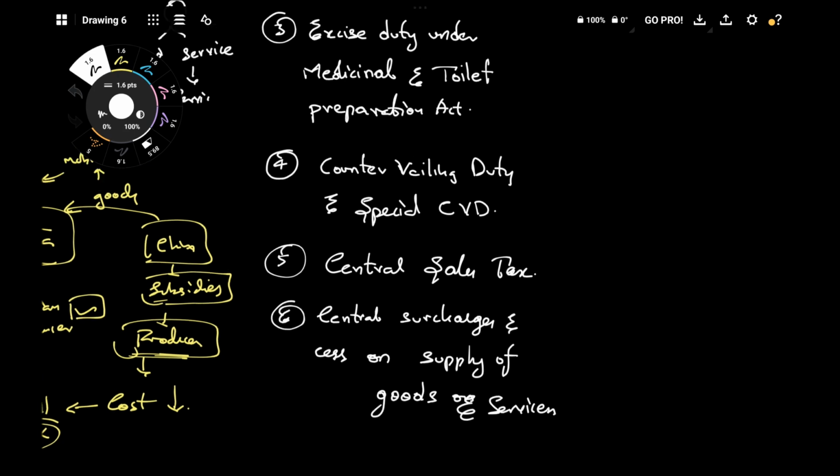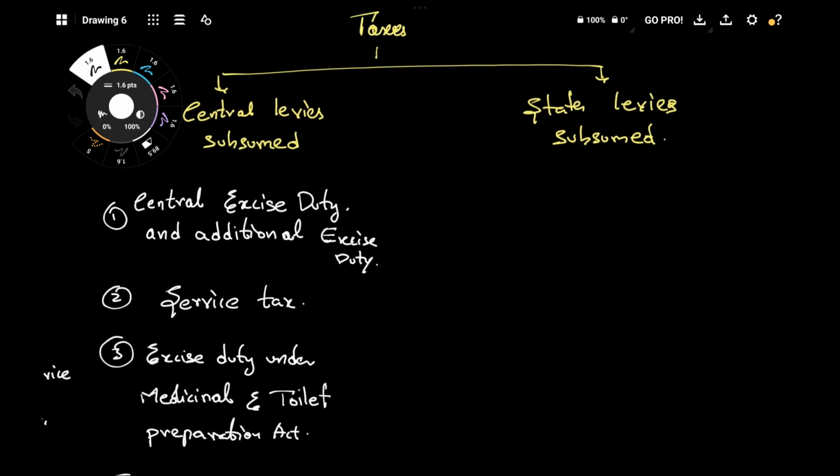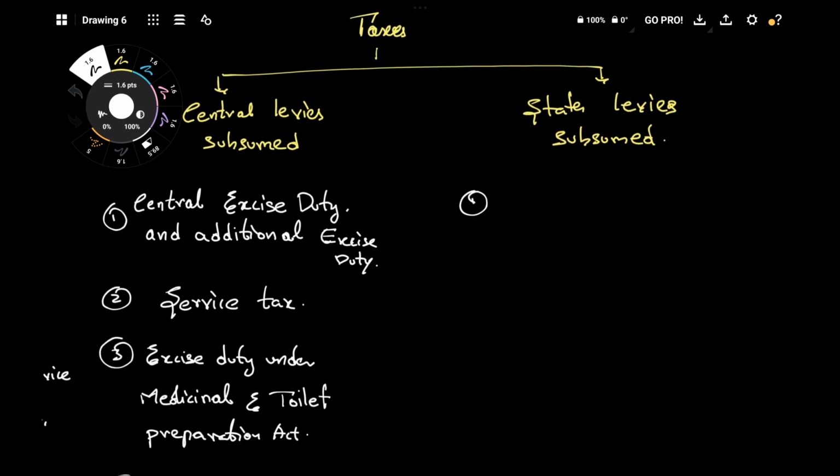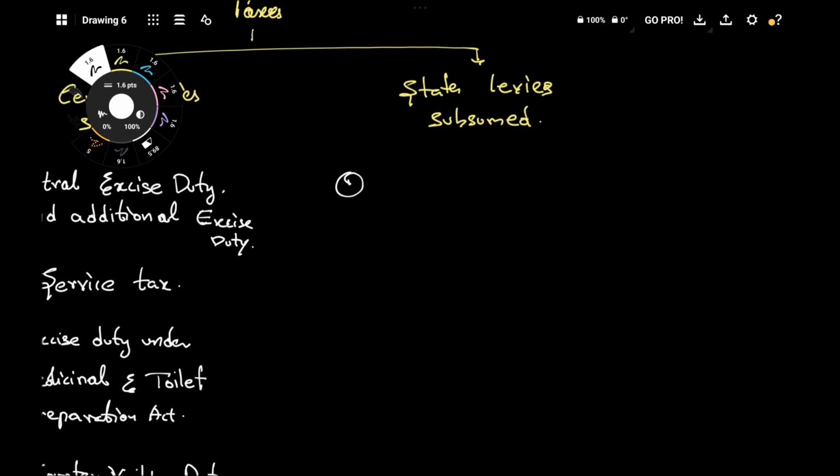Now let's move to state levies. What are the state levies? Okay, in state levies, first one is entertainment tax. So first one we can call it VAT, but yeah, let's go with entertainment tax.